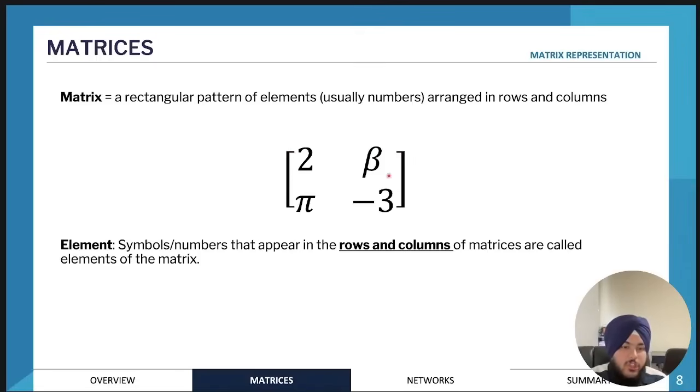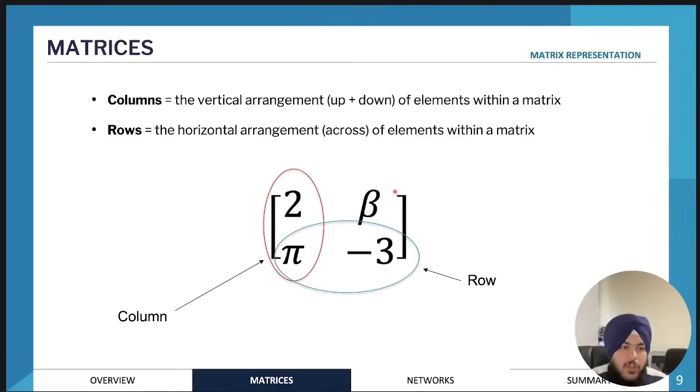So the individual entries in the matrix are called elements. And these elements don't always have to be numbers. They can also be letters such as this, or they can also be symbols such as pi. And a matrix is usually arranged in the form of rows and columns. So we'll get to that.